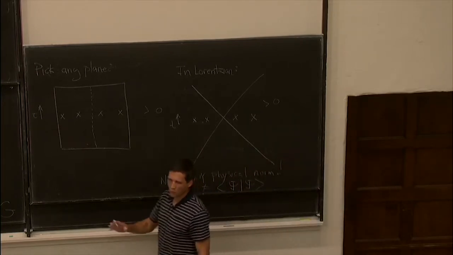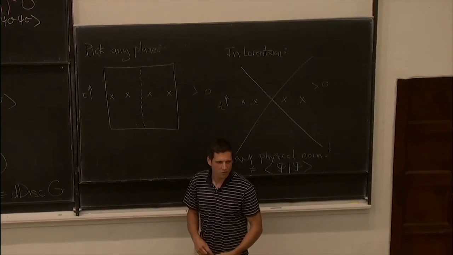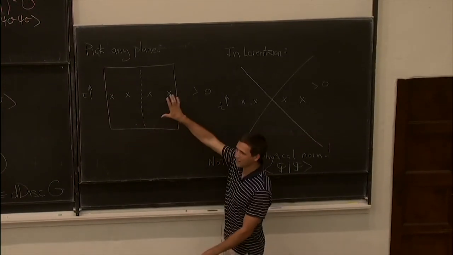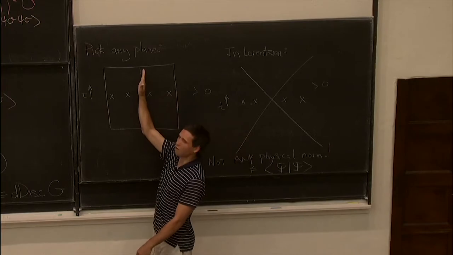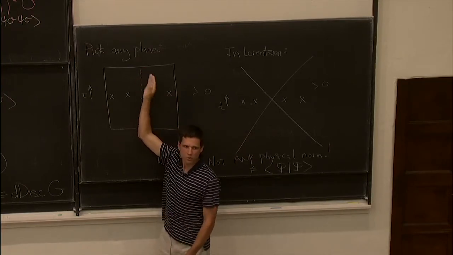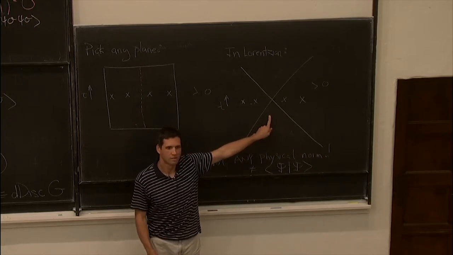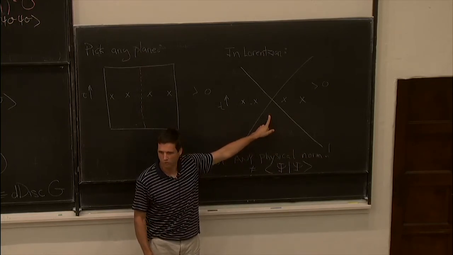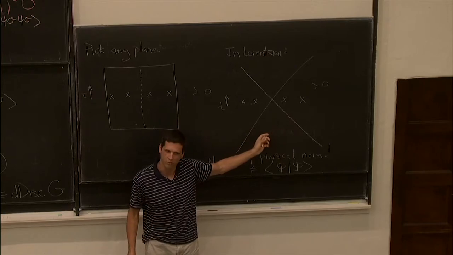Now, it is a physical norm in another sense. It's a norm in the sense that we could go back to Euclidean signature, define states on this line, and it's a norm in that theory. But those aren't quantum states in the usual sense of quantum states in the quantum field theory.